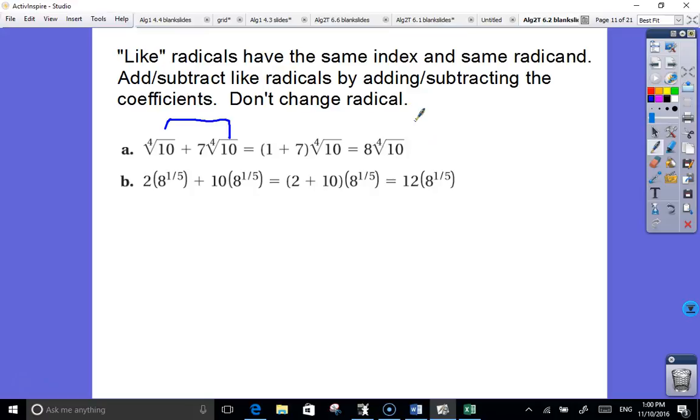And whatever you do, don't change the radical. If you add fourth roots to fourth roots, you don't get square roots. 1 apple plus 7 apples equals 8 apples. Doesn't change the apples.